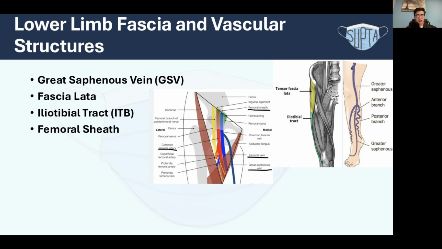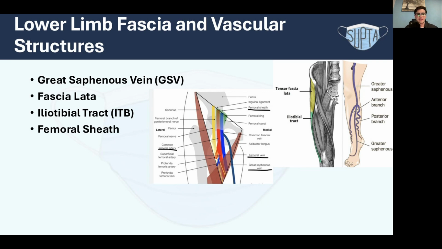The third structure is the iliotibial tract. This is just a continuation of the tensor fascia lata, and it inserts into the lateral side of the knee. I think the fancy word for the insertion is the Gerdy's tubercle of the tibia, but to make things easier, it just inserts on the lateral side of the knee. So you could already imagine that it gives some kind of stabilization to the knee, more of a lateral stabilization, and it happens generally more when the muscle is contracting.